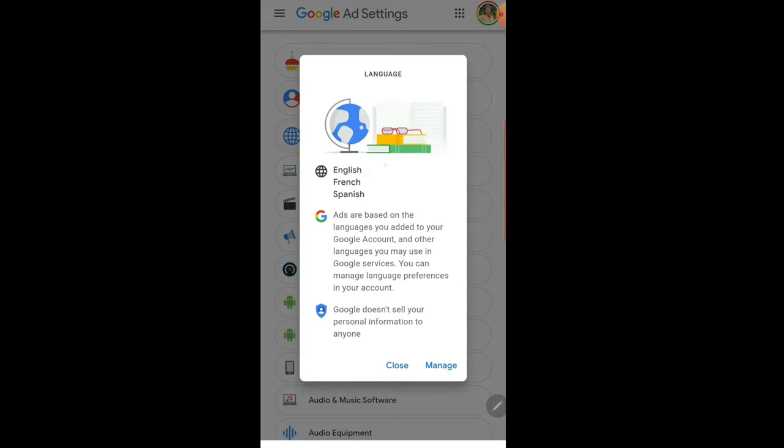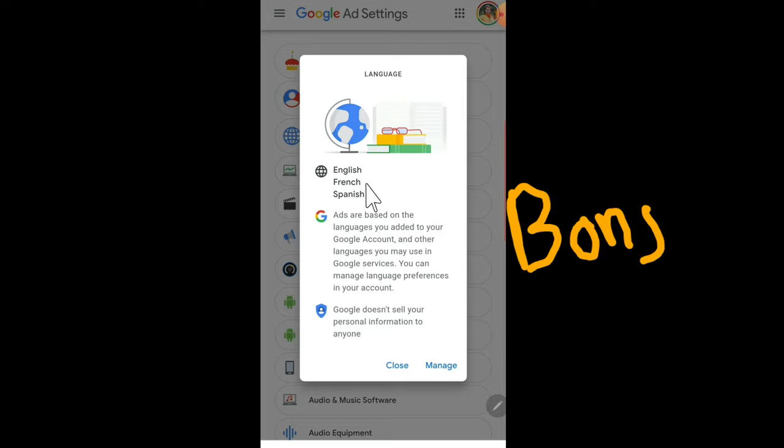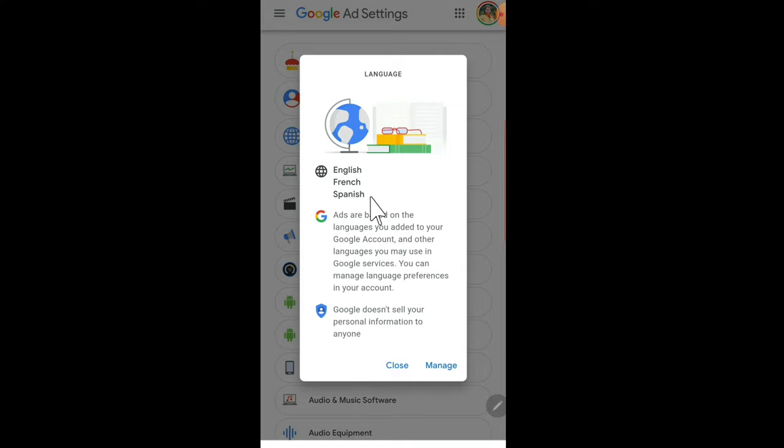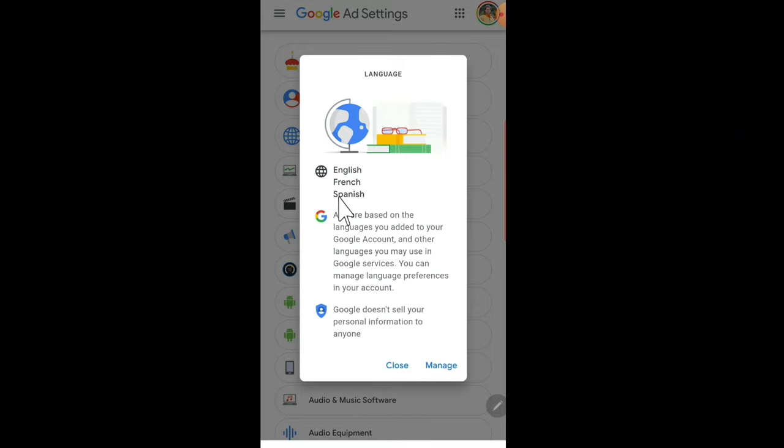Okay, language, and it says English, French, and Spanish. And that makes sense. I'm from Canada, and Canada has two national languages, English and French. And I studied French all through grade school and high school. And then when I went on to university, I switched to Spanish. And I went to Guatemala a couple of times, and I studied Spanish intensively there. So they got that right. So let's close that.